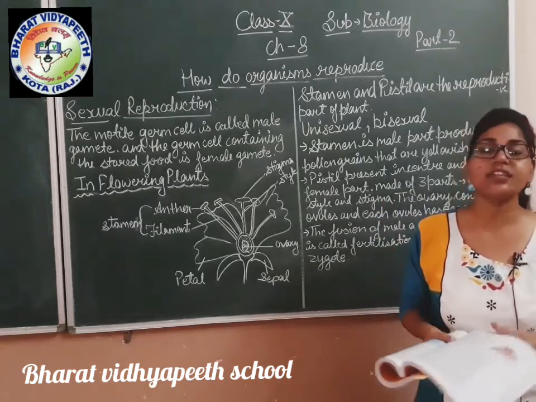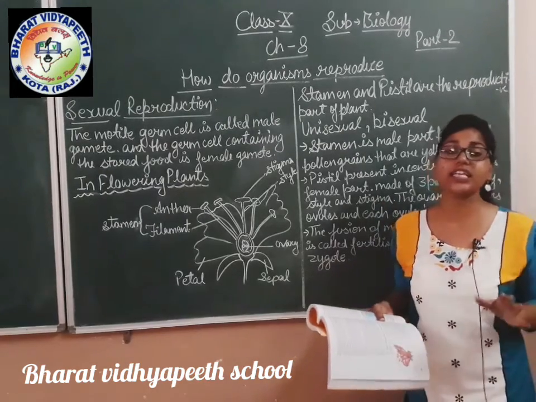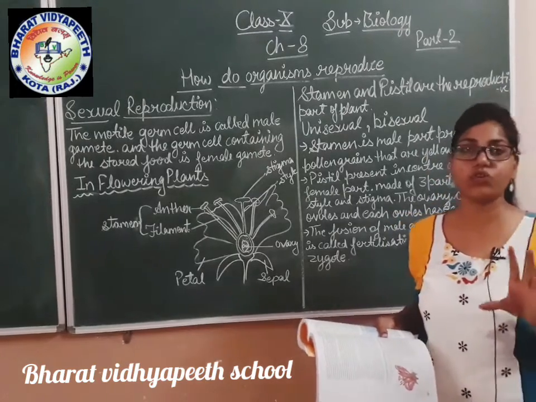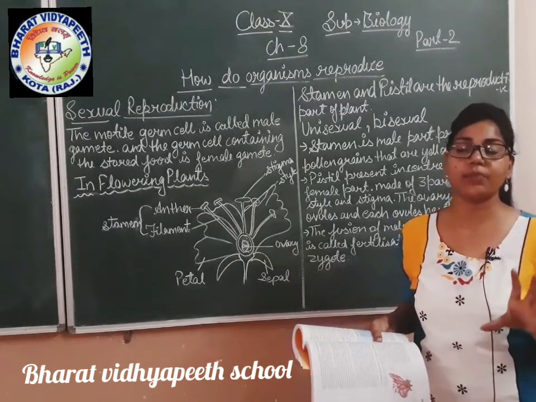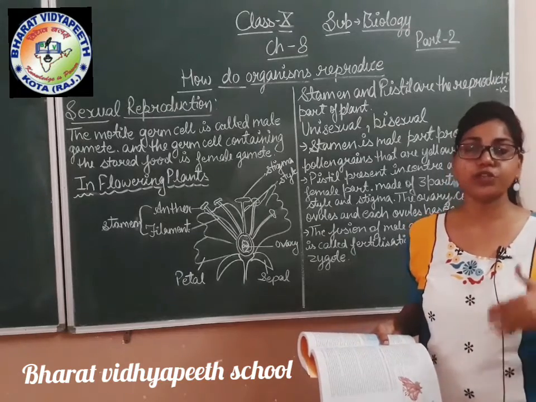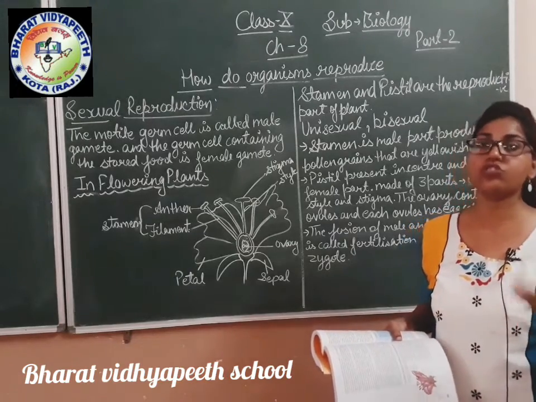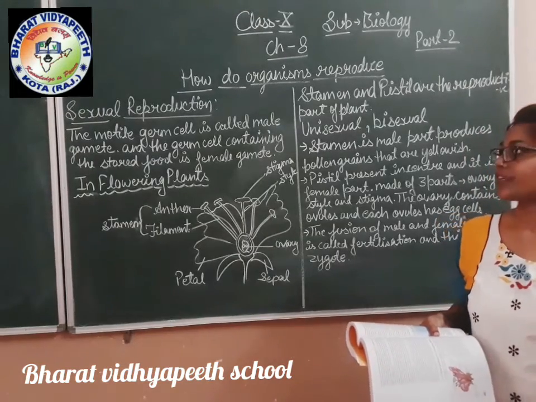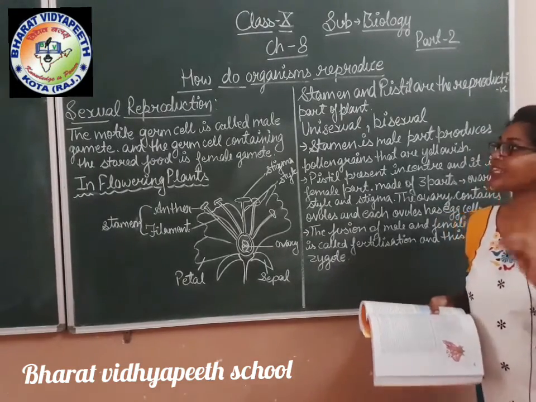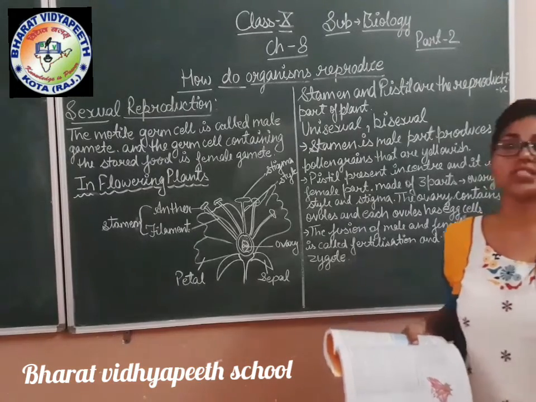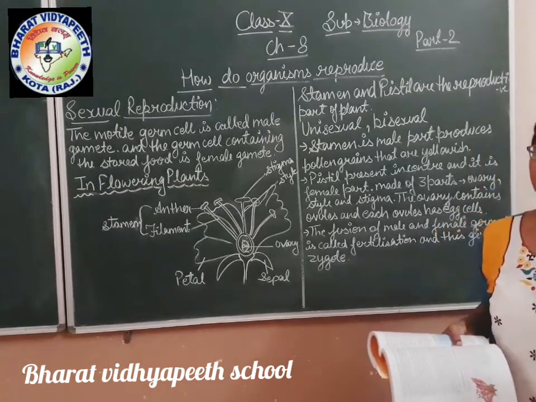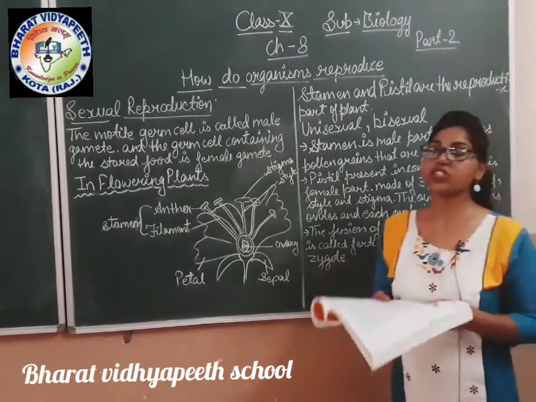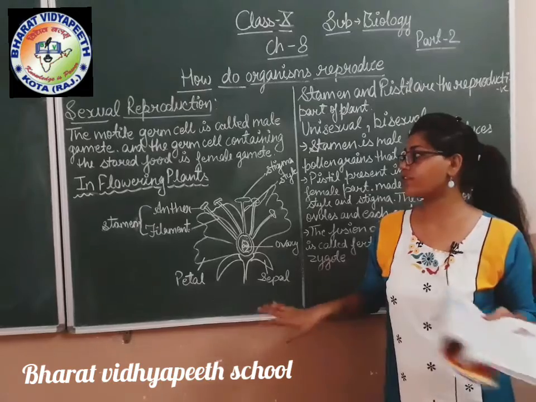Germ cells are the cells which divide by the process of cell division, forming two structures, in which one cell is motile. It means it has the ability to produce new cells, and the other germ cell stores some type of food. In this, the motile germ cell is known as the male gamete, and the germ cell which stores food is known as the female gamete. Now we are going to study sexual reproduction in flowering plants.